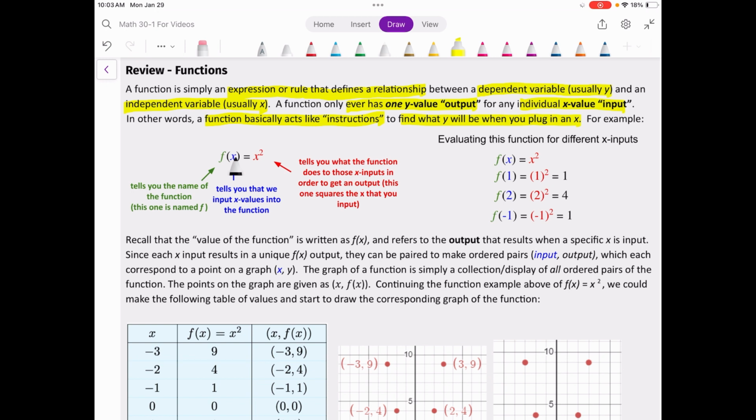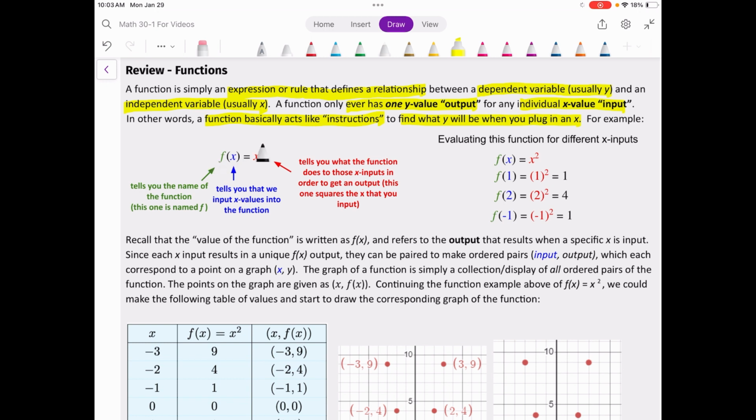What we're saying inside these brackets is that this is a function of x, meaning it depends on x. We are going to input x's, we're going to put x's into the function. And then this equation part tells us what the function does to those x's in order to get an output. All this function does is take an x and square it, raising it to the power of 2.